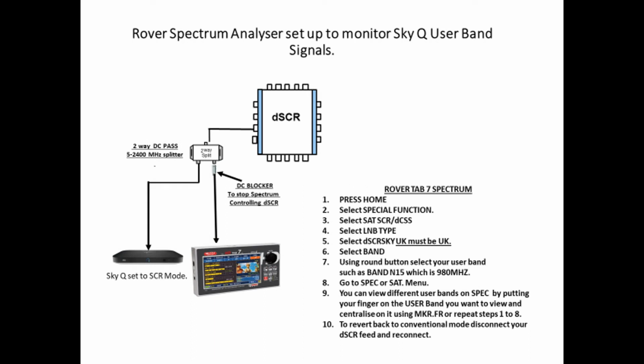This slide shows us monitoring a Sky Q box again from a DSCR. Same setup, except for one thing. We've got a Rover TAB7. That's to keep Gino at Rover happy.